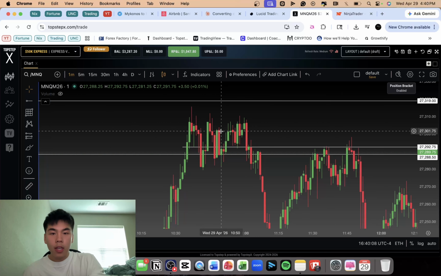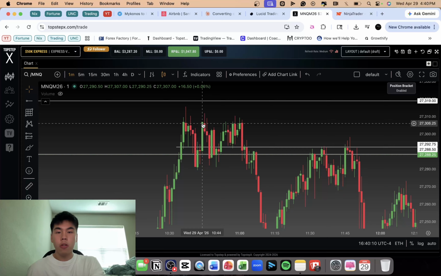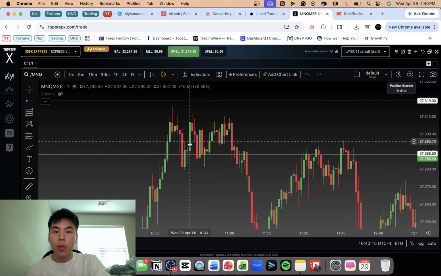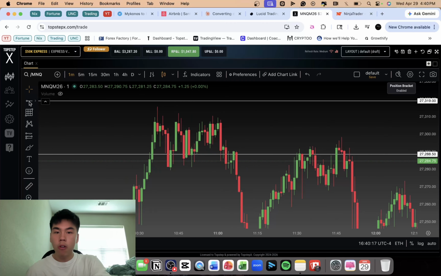And as you can see, price ends up breaking 1-minute structure back to the upside. So I need to wait for another 1-minute break of structure to the downside. And we didn't get that until over here, I believe.